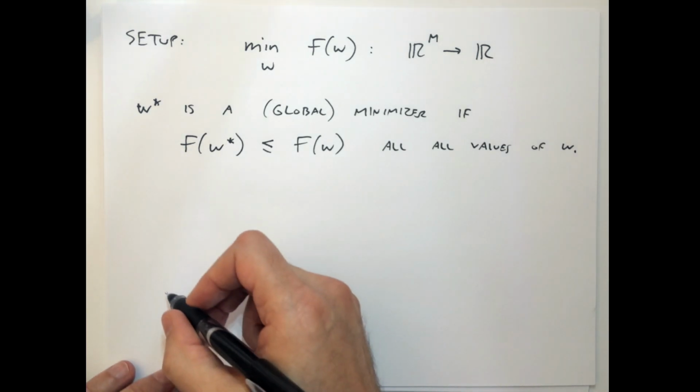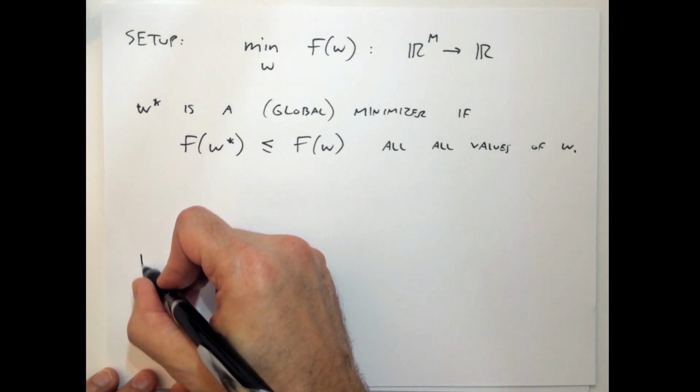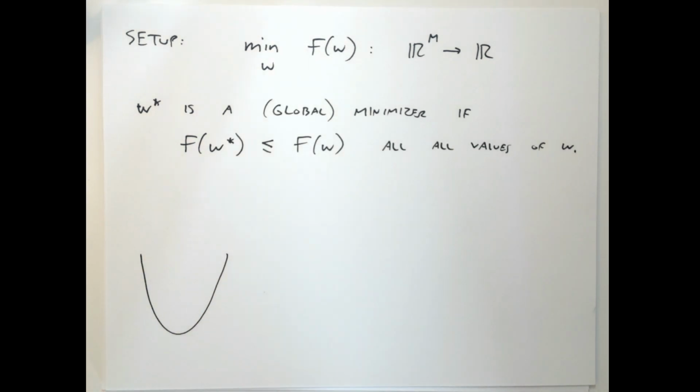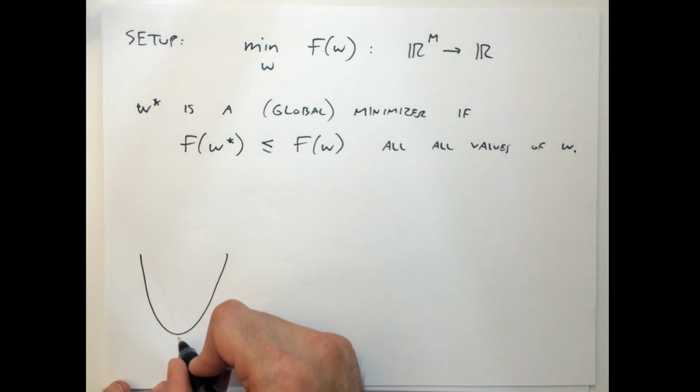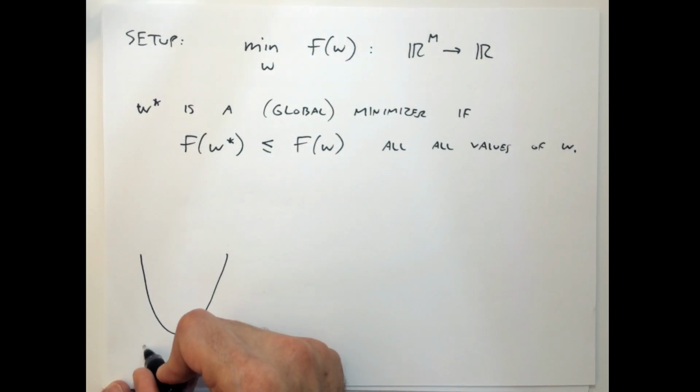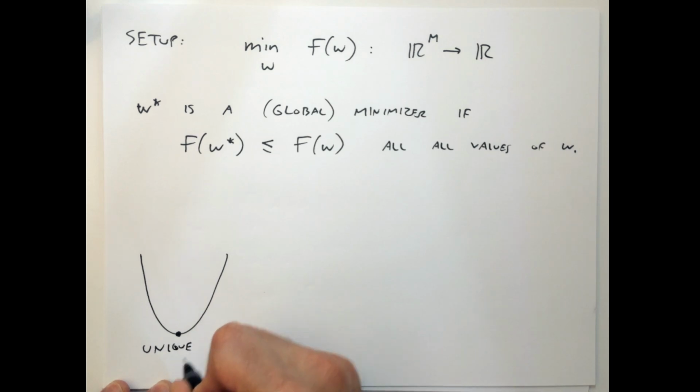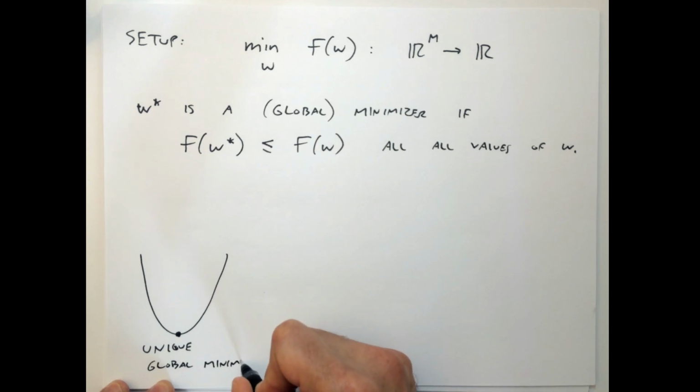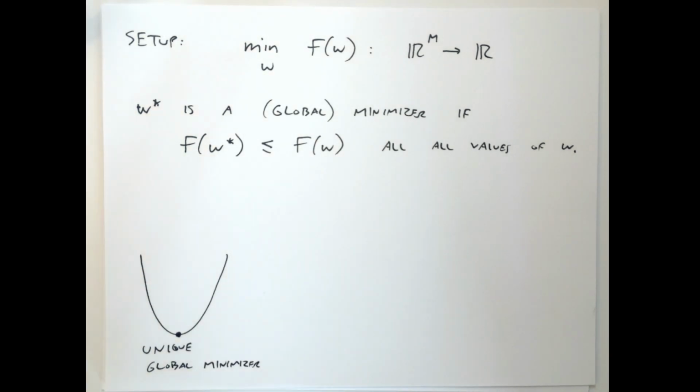So a good example of that is something like this, right? I have a function like this. This function has a global minimizer here. And this global minimizer would be unique, right? There's no other place that has the same value.